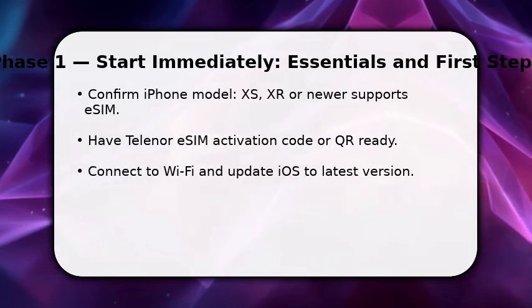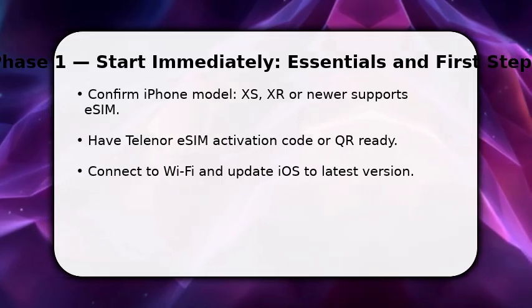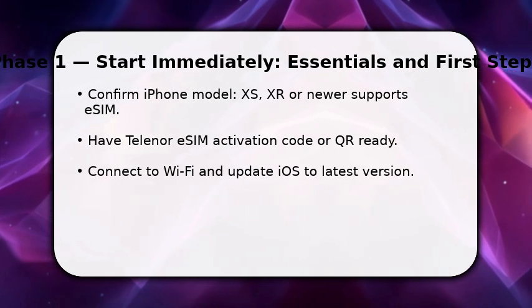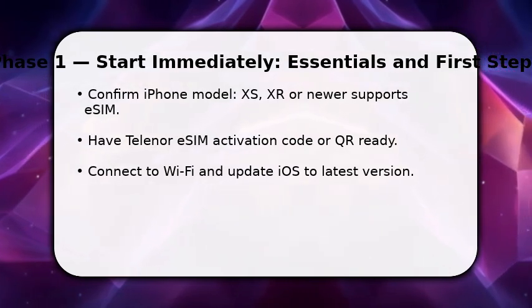Open Settings, Cellular, Add Cellular Plan. This starts the provisioning. Follow on-screen prompts and keep your QR or activation code handy for the next step.